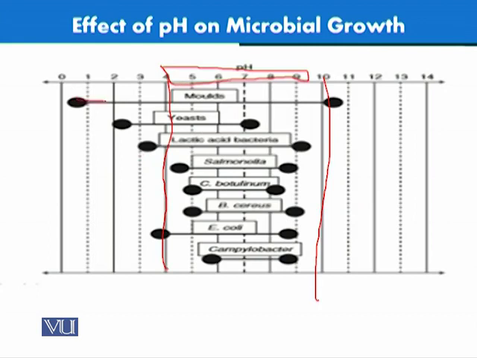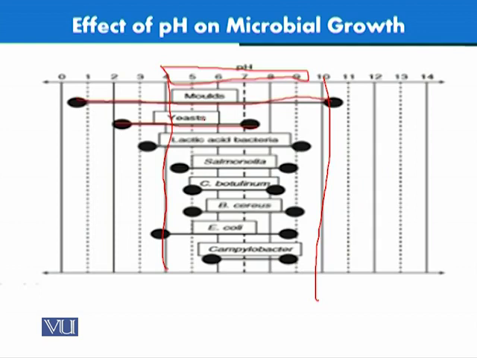For example, we have molds. They would be growing from 2 to 10. So they have a very wide range of pH in which they can grow. They can grow even in conditions where we don't see the growth of other microorganisms such as yeast or bacteria. So they have a wider range. The next one, the outlier, is of course yeast. It has a pH of 2 to 7. Yeast would not grow in alkaline conditions. It needs acidic conditions, and the range of yeast is 2 to 7 pH.